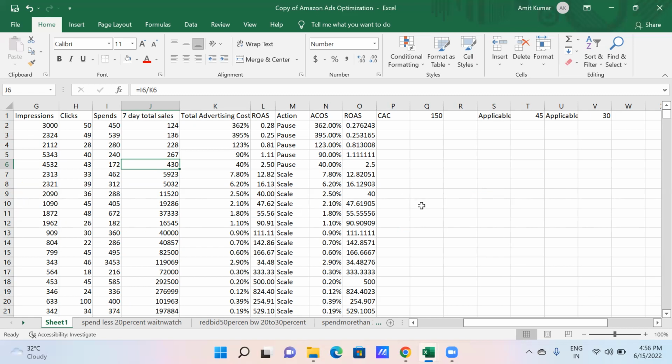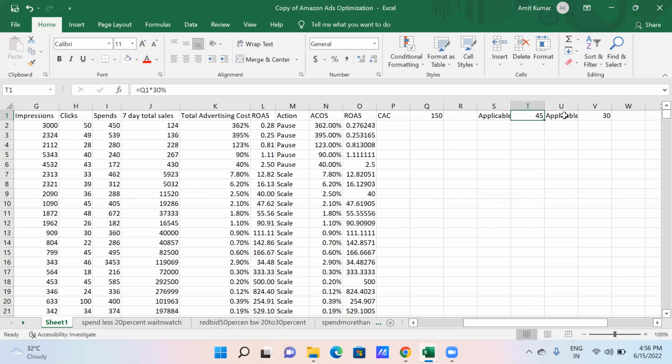After that, here we have already been given 150 as our CAC. So we will calculate the permissible ad spend: 30% of CAC is the highest permissible, which is 45. So we will put a filter, and those campaigns exceeding 45, we can pause them.